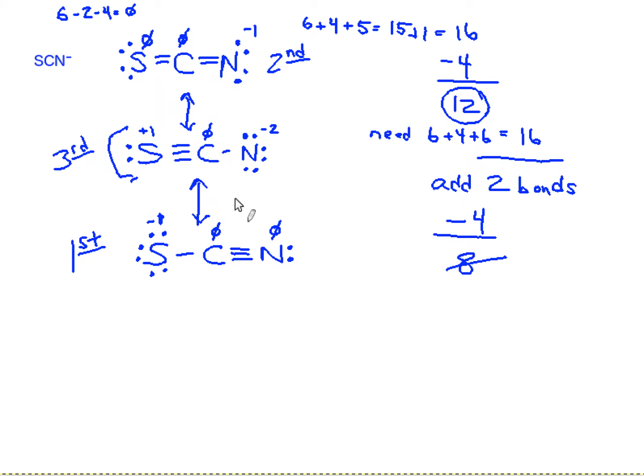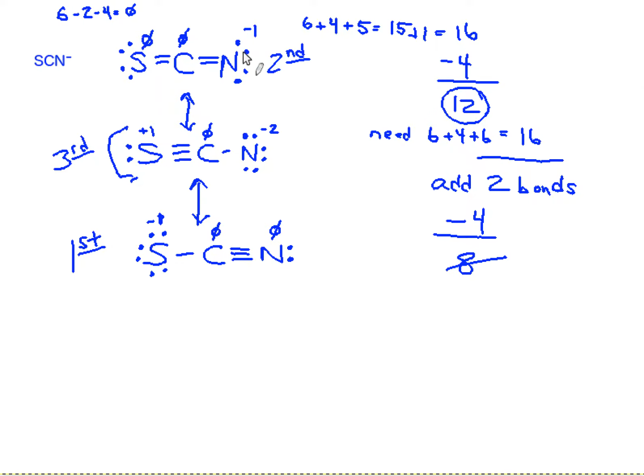Okay? Now, what it means is really that these electrons are resonating back and forth between the carbon and the sulfur and the carbon and the nitrogen. They're spending time in both places resonating. They're spending probably a little more time between the carbon and the nitrogen than they are between the carbon and the sulfur. And that's what this ranking tells us.